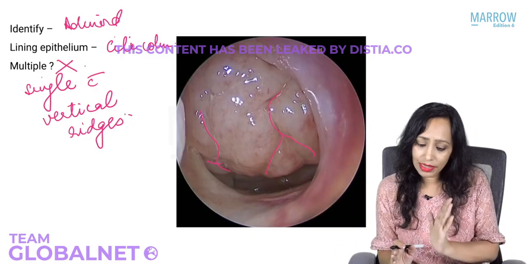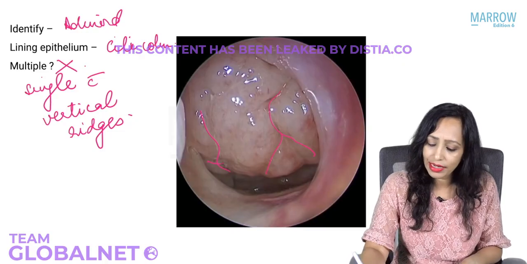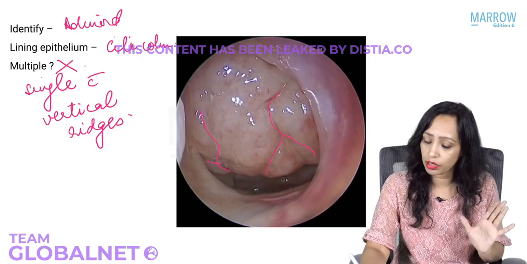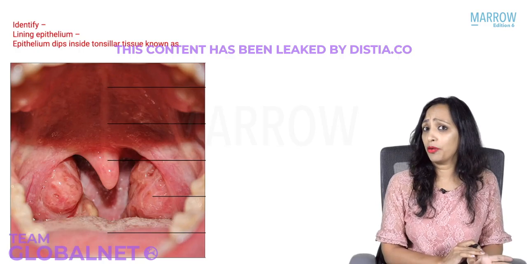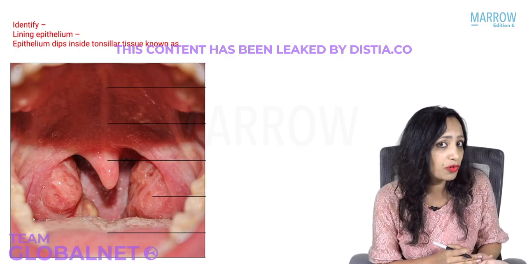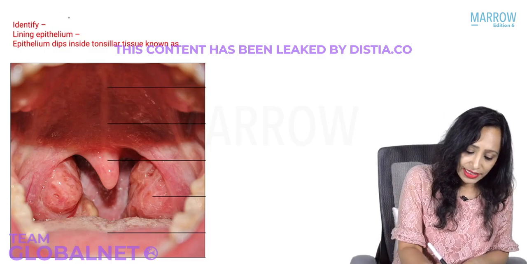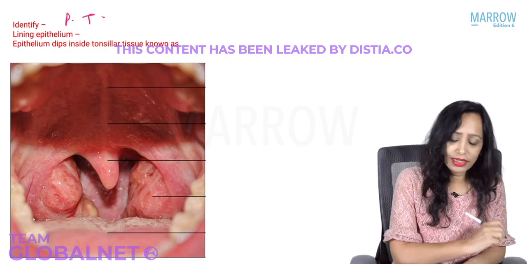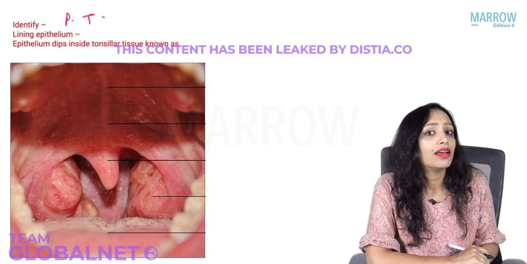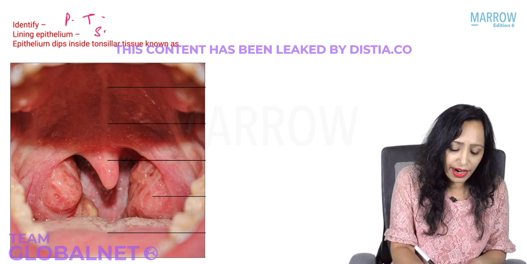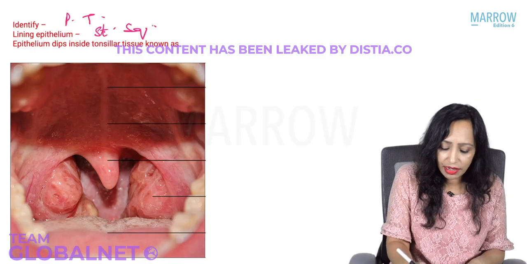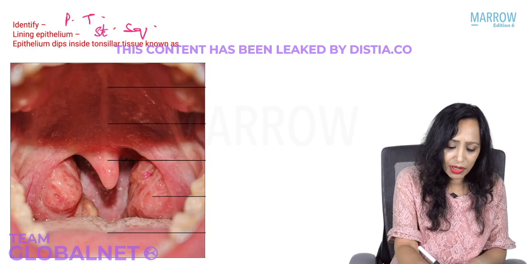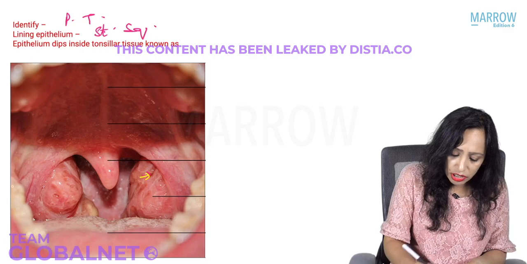But yes, this is how the adenoids appear, and that is what the function is, and that is what the abnormality can be. So here, can you identify this? Yes, this you cannot mistake. This is the palatine or the faucial tonsil. Can you tell me the lining epithelium? Very good. It is stratified squamous. And can you see here that there are multiple holes?